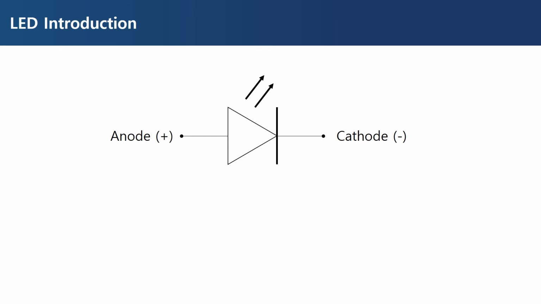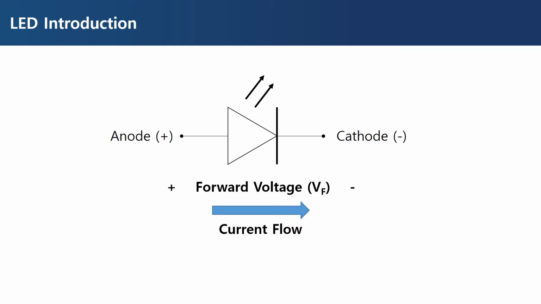LED, or a light-emitting diode, is a semiconductor light source that emits light when current flows through it. Since LED is a diode, current flows in one direction, that is, when it is forward biased. To make the LED light up with sufficient brightness, the voltage must be applied above a certain value. This voltage is called the forward voltage. If a voltage higher than this is applied, the LED becomes forward biased and the light is turned on due to sufficient current flowing through it.